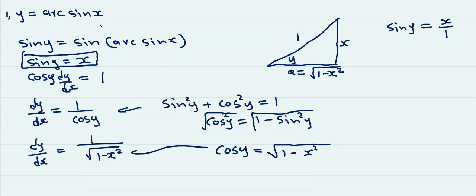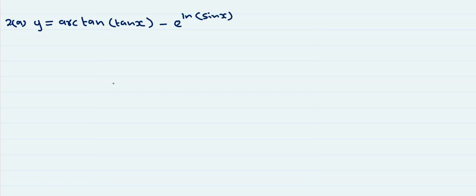So now number 2a: we determine dy over dx in each of the following. Here y equals arc tan of 1 over tan x minus e to the exponent ln of sin x. So here, to get dy over dx, first of all we have to say arc tan of tan x is x.